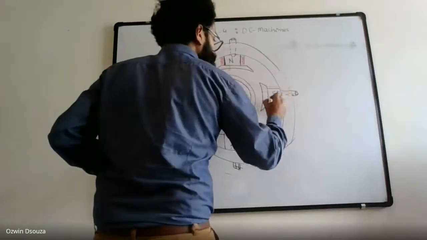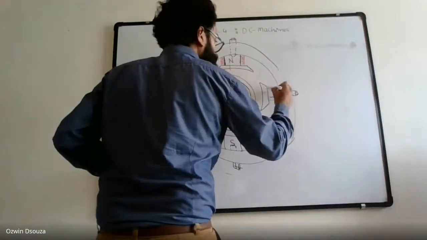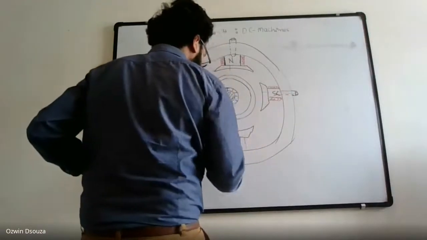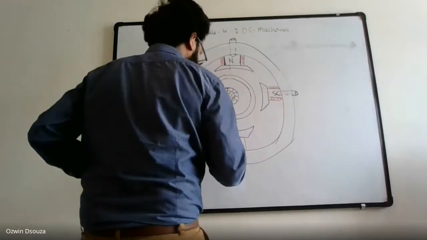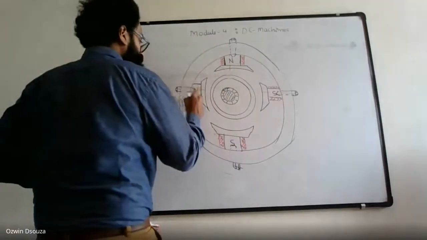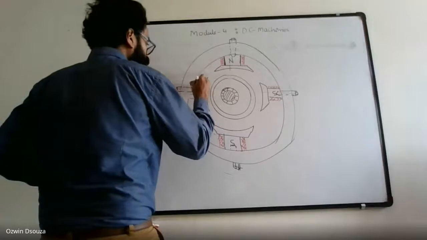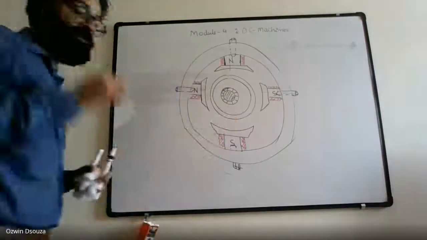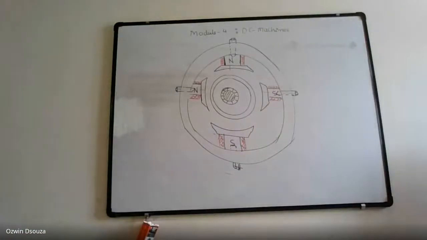Okay, because you know that in a high power DC machine, we cannot go for natural magnets because the magnetic field produced by a natural magnet is feeble. So we need to have a very strong magnetic field. So to get a very strong magnetic field, we go for electromagnets.